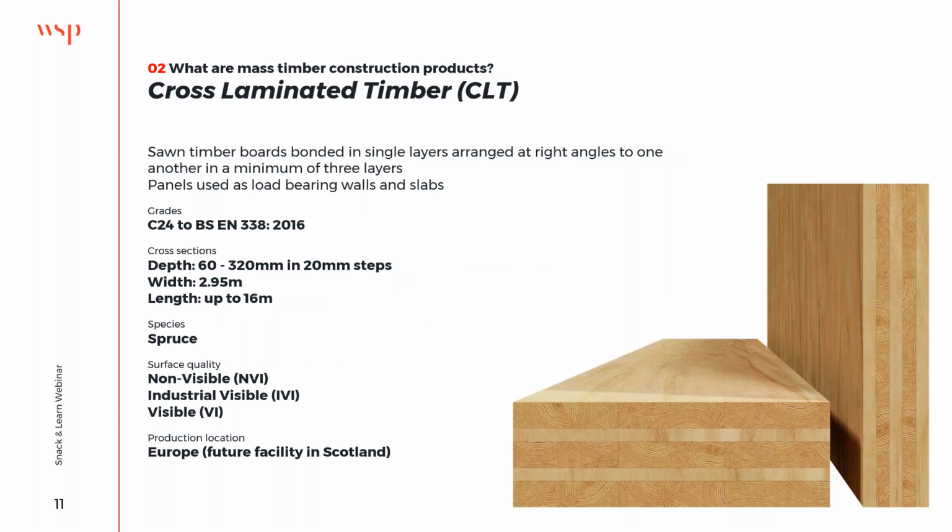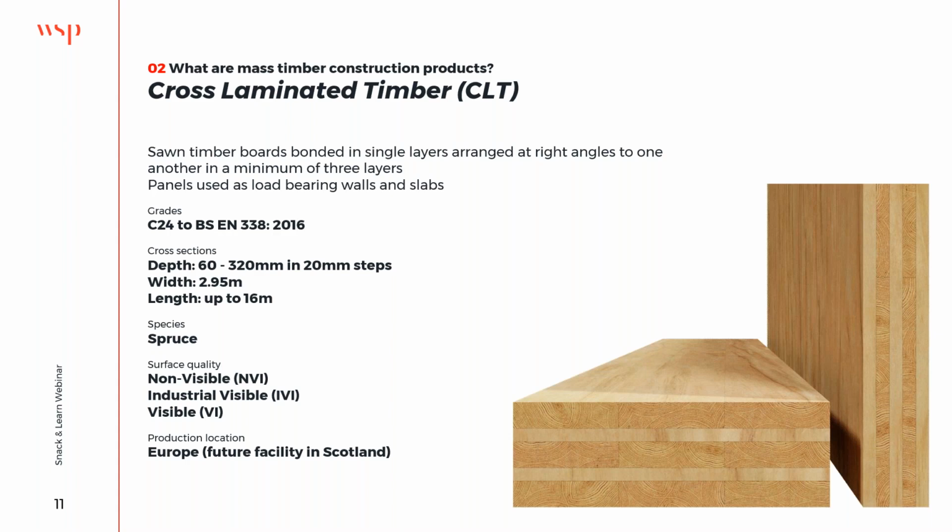Cross-laminated timber, sawn timber boards bonded in single layers arranged at right angles to one another in a minimum of 3 layers, either a wall or a slab, produced again in domestic grade timber, high strength domestic grade timber C24, sections from 60 to 320 deep in 20 mil steps. Widths is 2.95. You can get larger widths and smaller widths. However, it's all based on a kind of automated production line. So that kind of sets the width of the element, and then the length is dependent on where they cut it, but could be up to 16 meters for a transportation, for example.